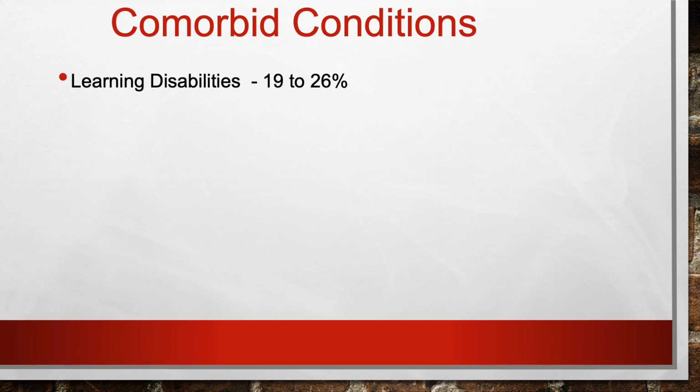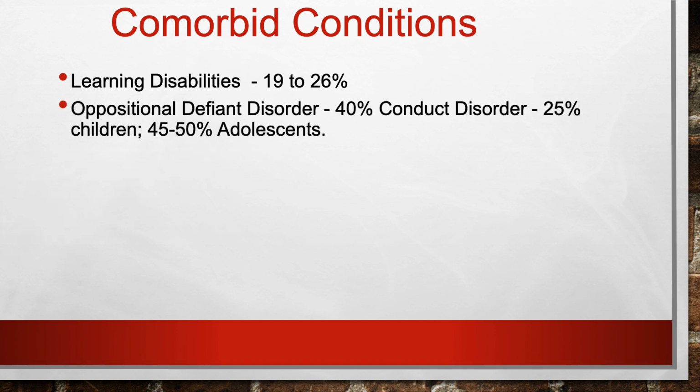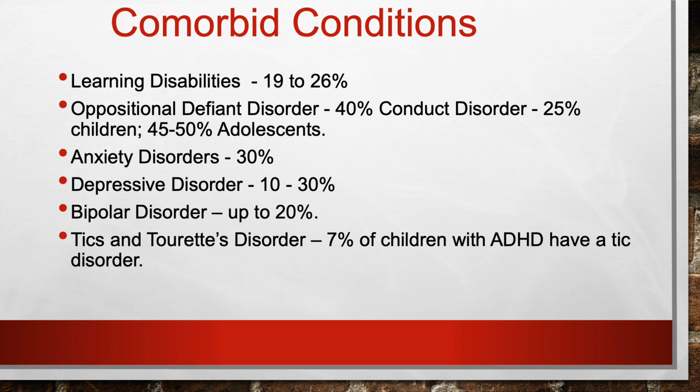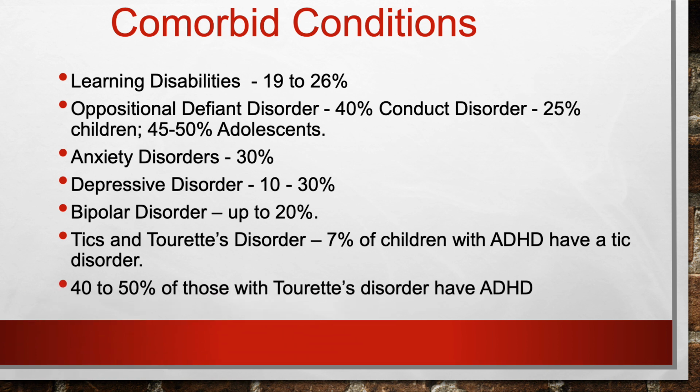There are multiple comorbid conditions with ADHD, including learning disabilities, oppositional defiant disorder, anxiety disorder, depressive disorder, bipolar disorder, and tics and Tourette's disorder. Many children with Tourette's disorder have ADHD, but fewer ADHD patients have a tic disorder. Treating the ADHD and the comorbid conditions improves patient prognosis.